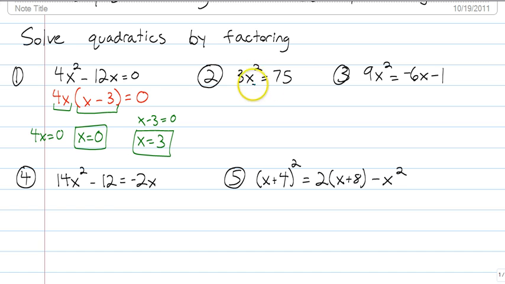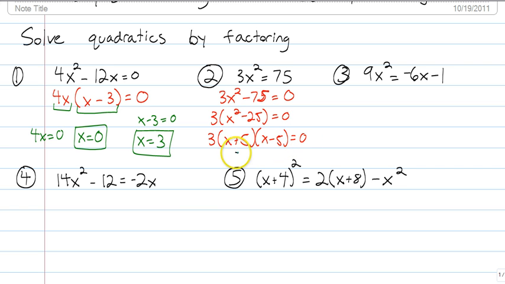So let's look at this next one. I want to solve for x squared. This one says solve by factoring. You can do that, or you can take the square root, but let's solve by factoring here. So we have 3x squared minus 75. In order to factor, we need to get it equal to 0. Pull out a 3. And hopefully you guys realize that this is the difference of two squares.